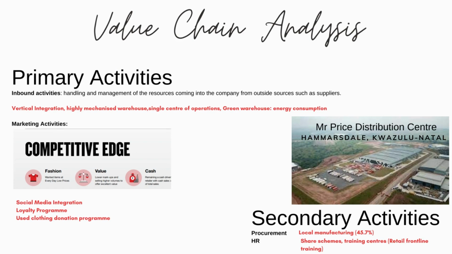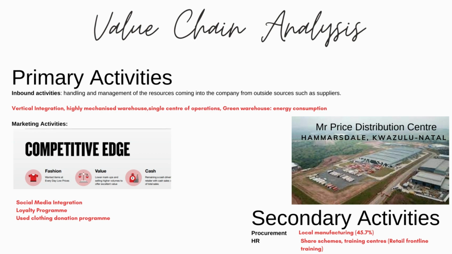Now, in order to do the value chain analysis, you need to look at the business and have a look at what are the primary activities that this business has to do that are extremely important. And then you have a look at the secondary activities. Secondary is not less important, it's just a support to all the primary activities that you're doing. So with Mr Price, one of the primary activities is the inbound activities. Inbound activities means the handling and management of the resources coming into the company from the suppliers. So it's the handling and management of all the fashion clothing stock that is coming in from overseas as well as local manufacture. That is a key primary activity.